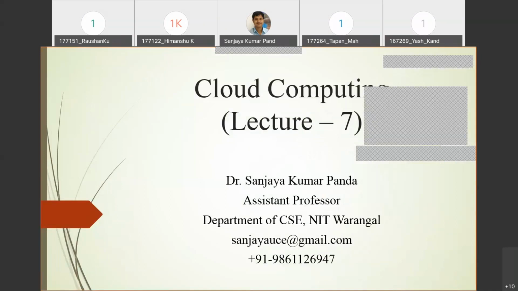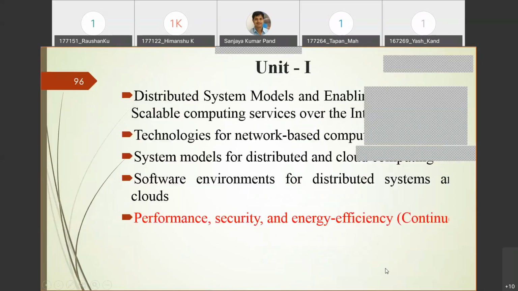In this lecture, we'll continue our discussion on performance, security, and energy efficiency. In the last two classes, I told you about the performance factor and various performance metrics used to evaluate a distributed system or cloud system. Today, we focus more on the security aspect as well as energy efficiency.